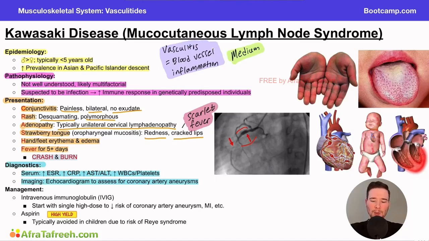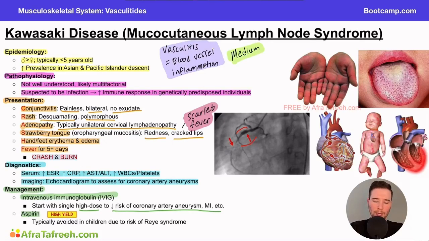When we think about the management here, really highly tested stuff, they like to ask about this. Patients will need to get intravenous immunoglobulins. You will often start with a high dose, and this is to decrease the risk of coronary artery aneurysms, MIs, or some other things that we talked about. But the really unique one that they love to test about is the use of aspirin.